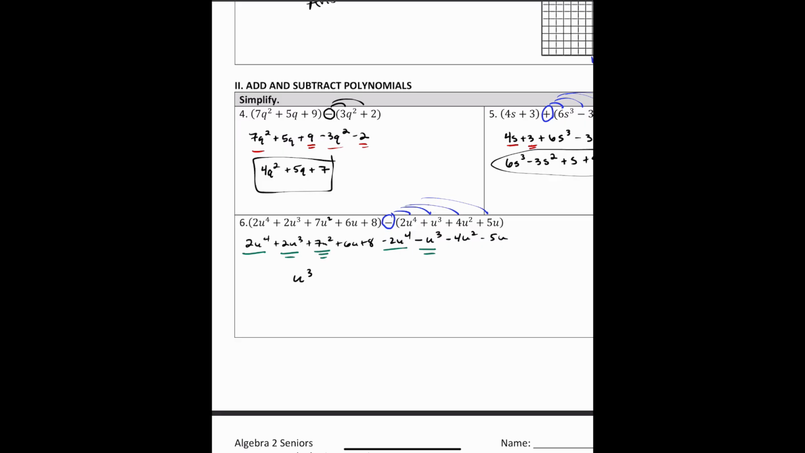Next, we have 7u squared and negative 4u squared. So 7 minus 4 is positive 3. So we're going to have 3u squared. Next, we have 6u and negative 5u. So 6 minus 5 is going to be 1. So in this case, it's just u. And now we have our constant, and we can't combine that with anything else, so we're just going to leave it as positive 8. So this is our answer.